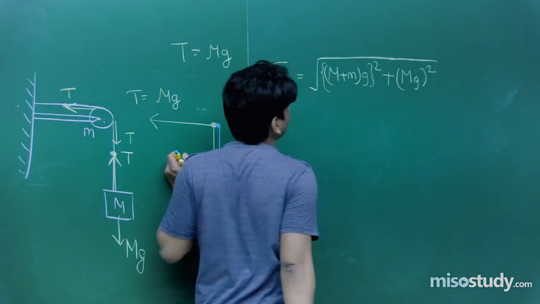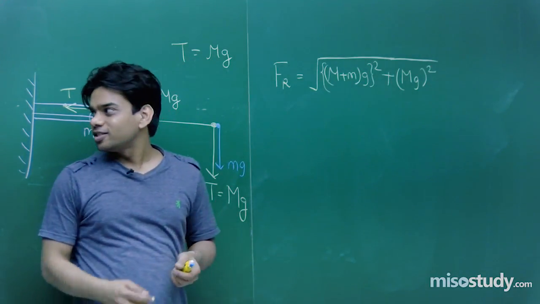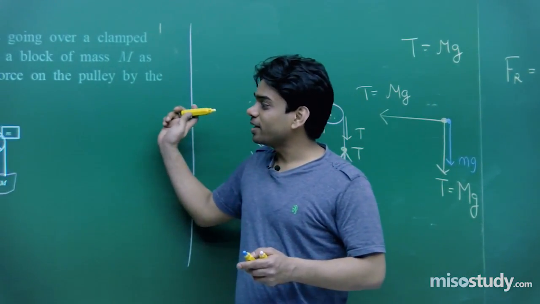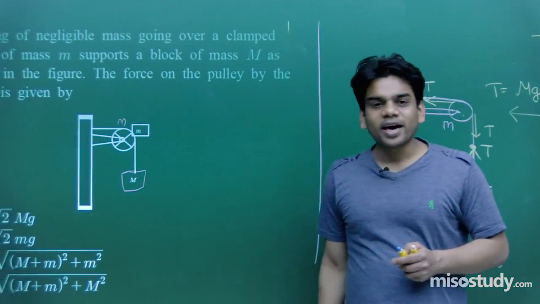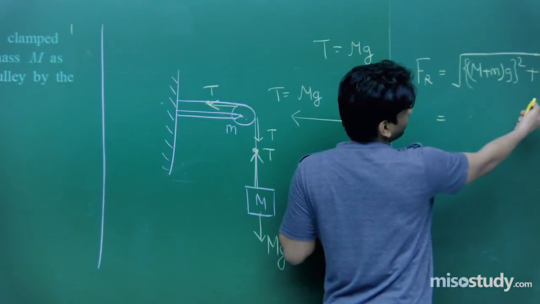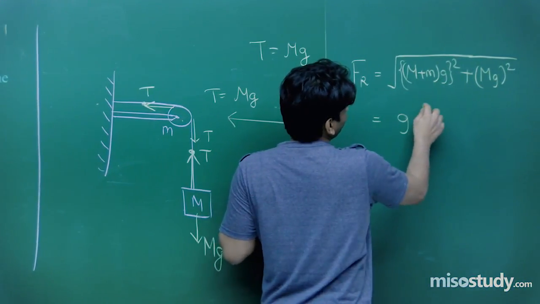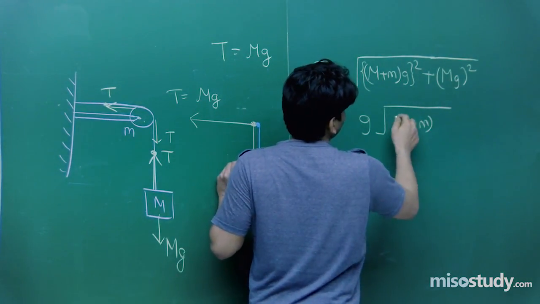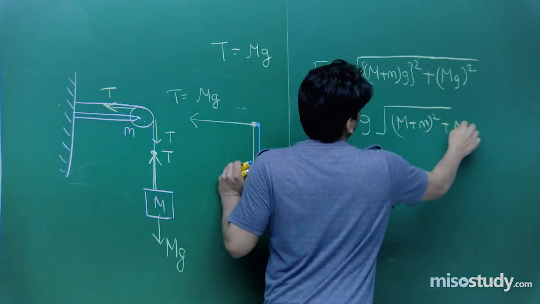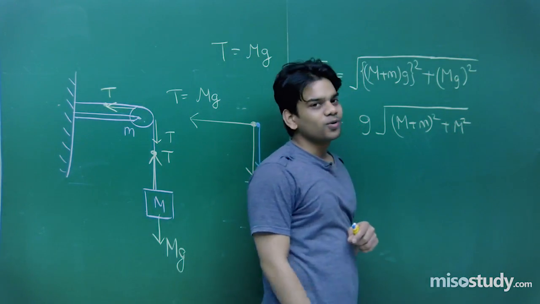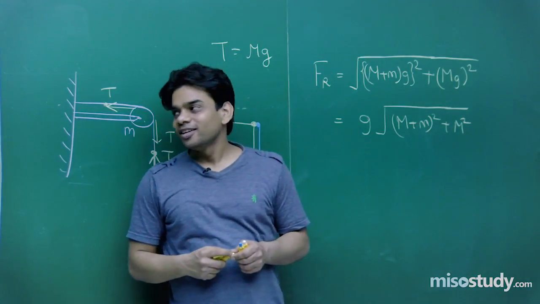This is the resultant force that will be acting on this system. Now try to understand, we need to find the force on the pulley by the clamp. If I simplify this, g whole square can be taken as common and will come out. We will have under root (m plus m) whole square plus capital M whole square. This will be the value of the resultant force acting on the pulley by the clamp.